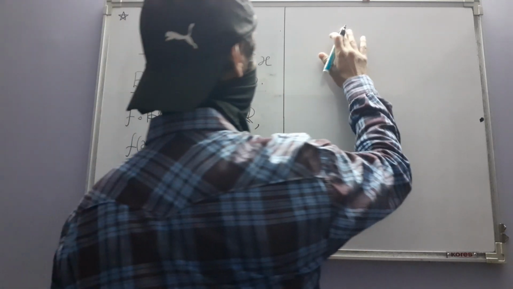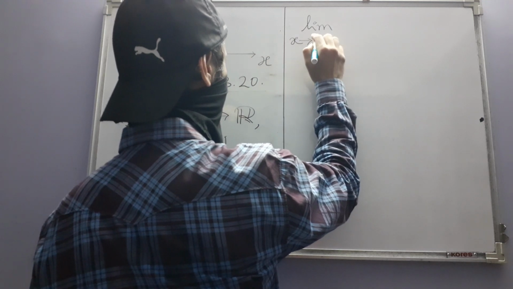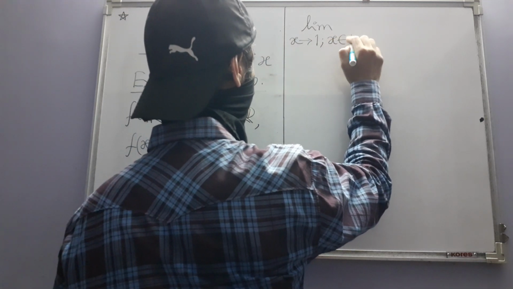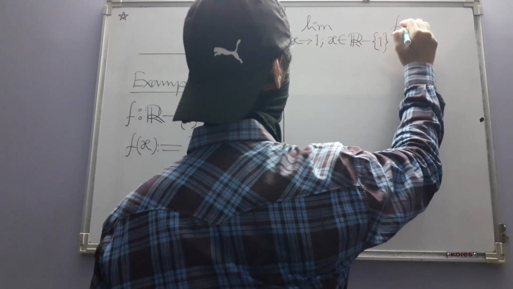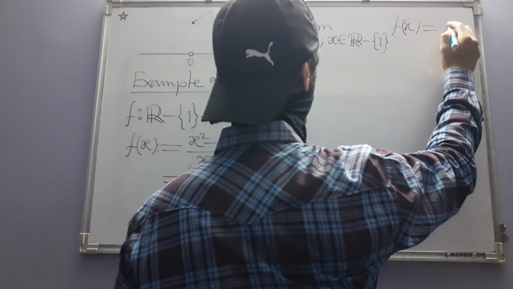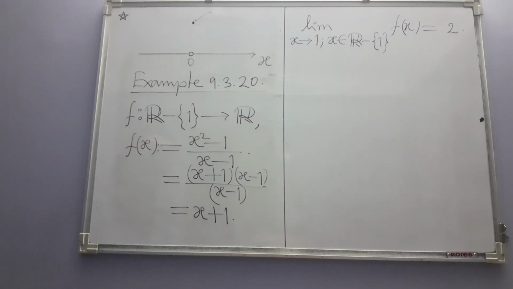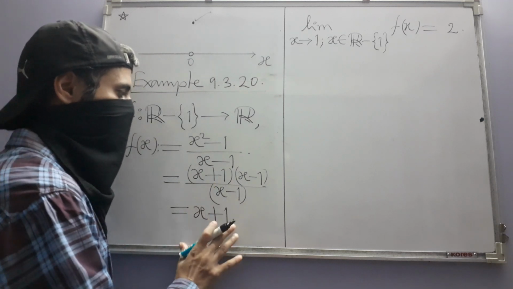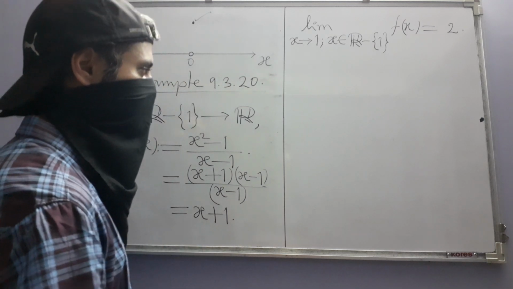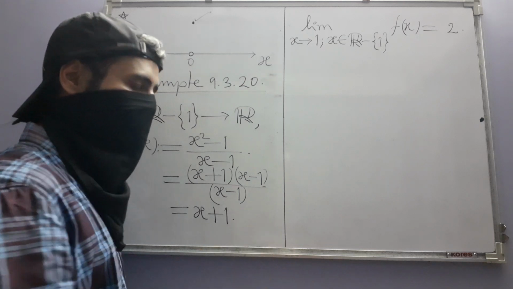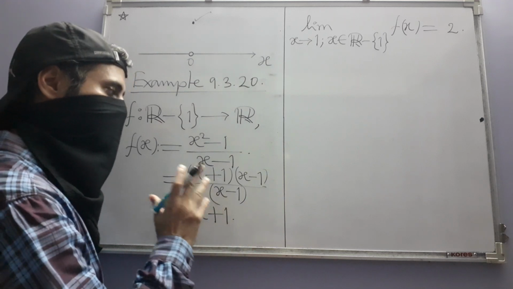And you can clearly see that this limit will be equal to what? 2. This particular example may be slightly confusing at once when you see it for the first time, but no need to get confused. Whenever you have a confusion and it feels like there is something wrong, you go back to the definition.